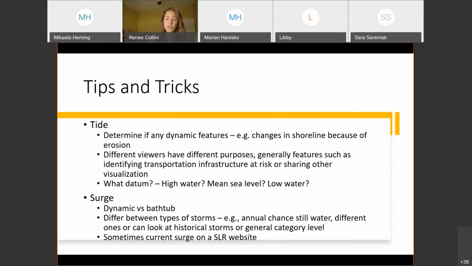Now, when we're talking about storm surge, again, you want to think about that. Is it dynamic? Is it a static model? Are they looking at how the shoreline changes? And then you also want to check on which kind of storm they're talking about, right?